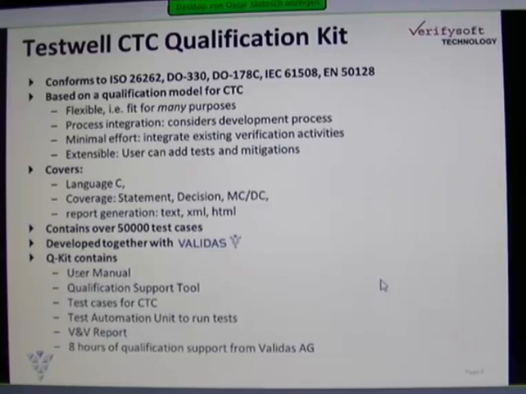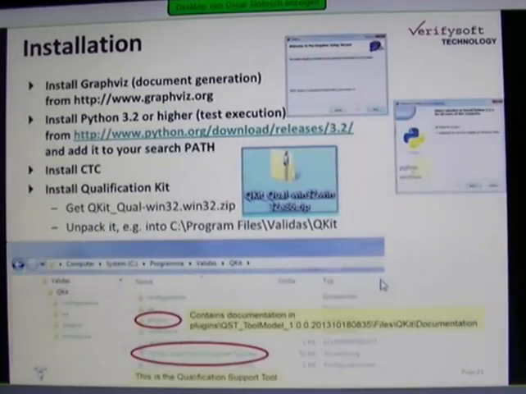The QKit contains, of course, the user manual, qualification support tool, test cases, and a test automation unit that needs to be adapted so that it can run the CTC test cases. We have a generic test automation unit, and we just adapt parts of it to call the specific tool and to provide the configuration. When you buy the kit, it also contains the V&V report and 8 hours of qualification support. So you get some WebExes from us, and we help to select the features or to analyze some findings, whatever. This is quite detailed.